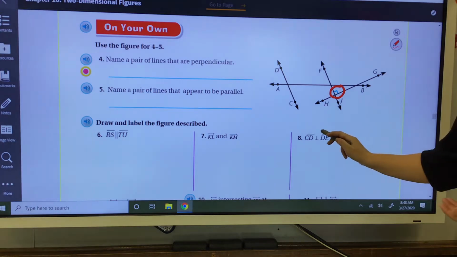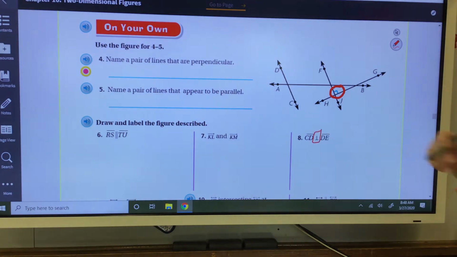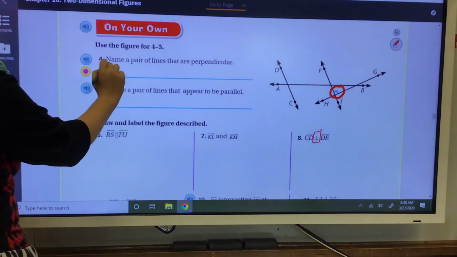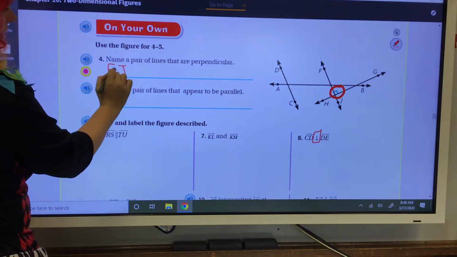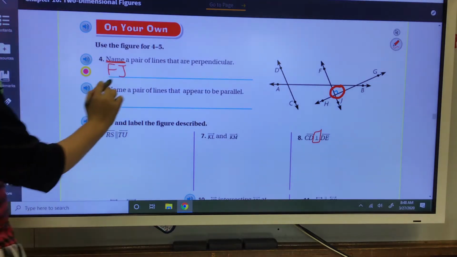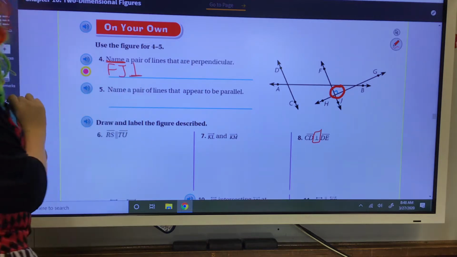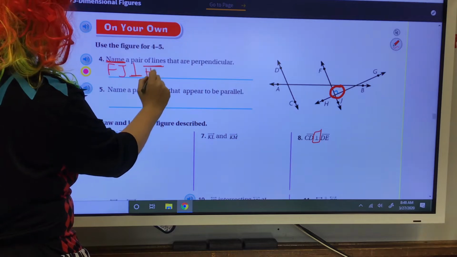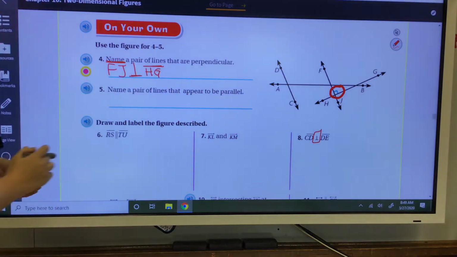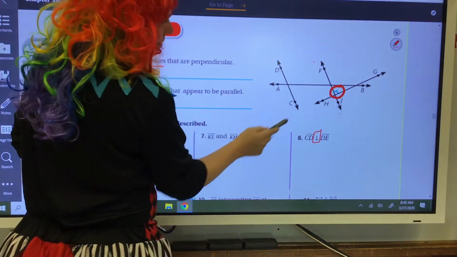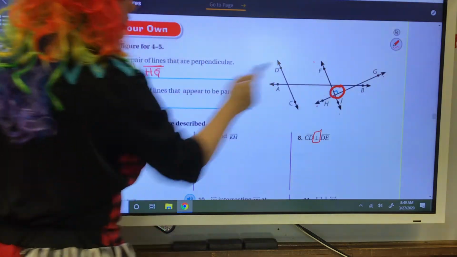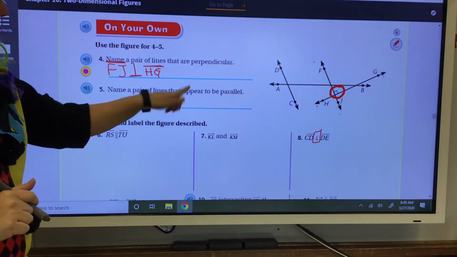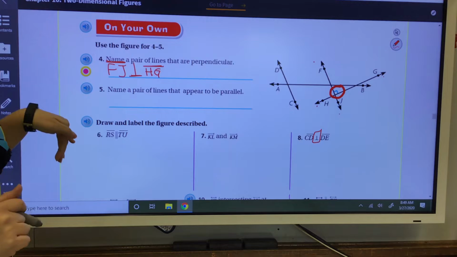okay? This symbol down here is the symbol for perpendicular. So I'm going to write that FJ, and line FJ is perpendicular to line HG, okay? Because here is FJ, here is HG, and they're sharing the right angle symbol, which means they're perpendicular to each other. Now we need to name a pair of lines that runs parallel to each other.